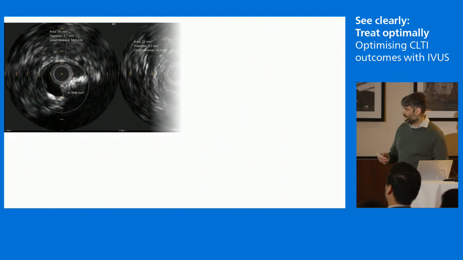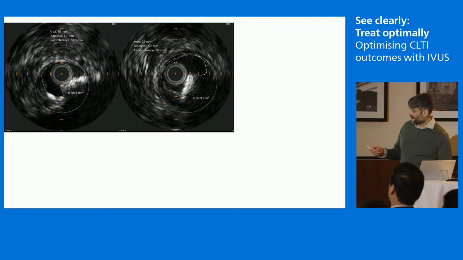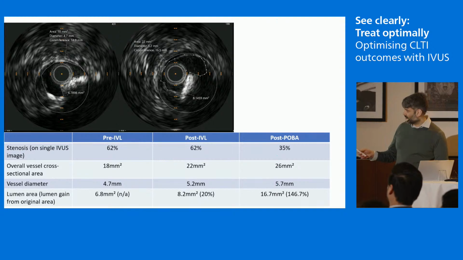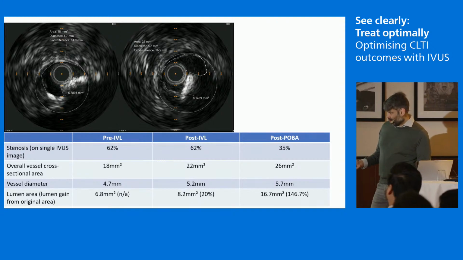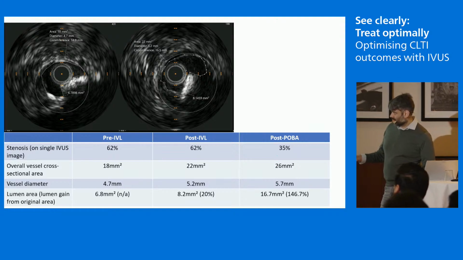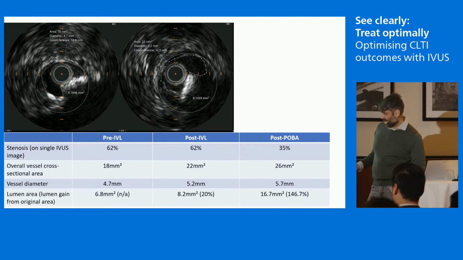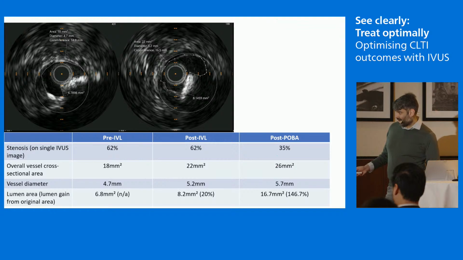And what I want to show you here is IVUS grabs from the same area, the same lesion, at different points after different stages of the treatment. And just to understand a little bit about what's happening here. So if you look at this image here, this is pre-IVL. If you measure the stenosis on a single image by measuring the cross-sectional area, then it's 62%. The overall vessel cross-sectional area is 18mm. The vessel diameter is this. And the lumen area, just purely by area, is this.